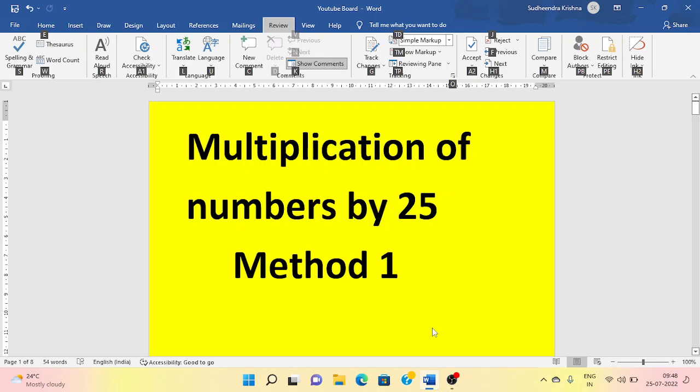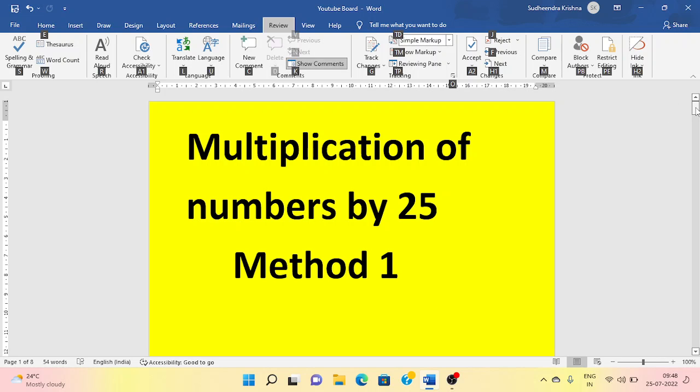Today I have come up with another trick by using which you can do complex calculations with minimum use of pen and paper. So let's start the session. In this session I will teach you how to multiply numbers by 25. There are two ways in which you can multiply numbers by 25. First let us see the first method.